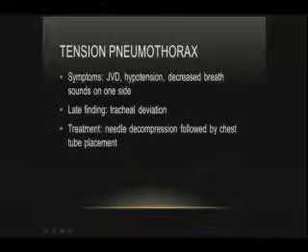So early symptoms: hypotension, decreased breath sounds on one side. If you notice JVD, or jugular venous distension, in the neck. A late finding is tracheal deviation, and the treatment for this is going to be emergent needle decompression, and ultimately they'll end up having a chest tube placed.